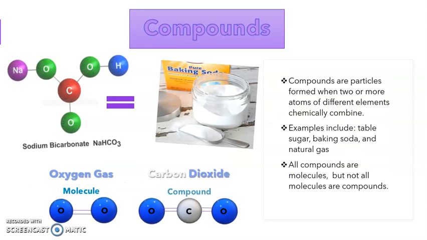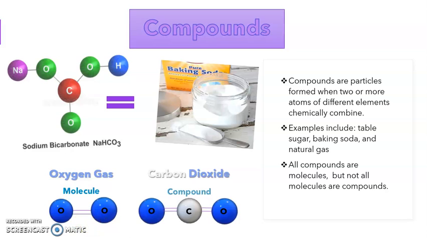Compounds. Compounds are particles formed when two or more atoms of different elements chemically combine. Examples of this include table sugar, baking soda, which we have on the left over here, and natural gas. Some people may think a compound and molecule are the same thing, and this is partially true. All compounds are molecules, but not all molecules are compounds. Compounds are made up of molecules, but molecules do not consist of compounds.